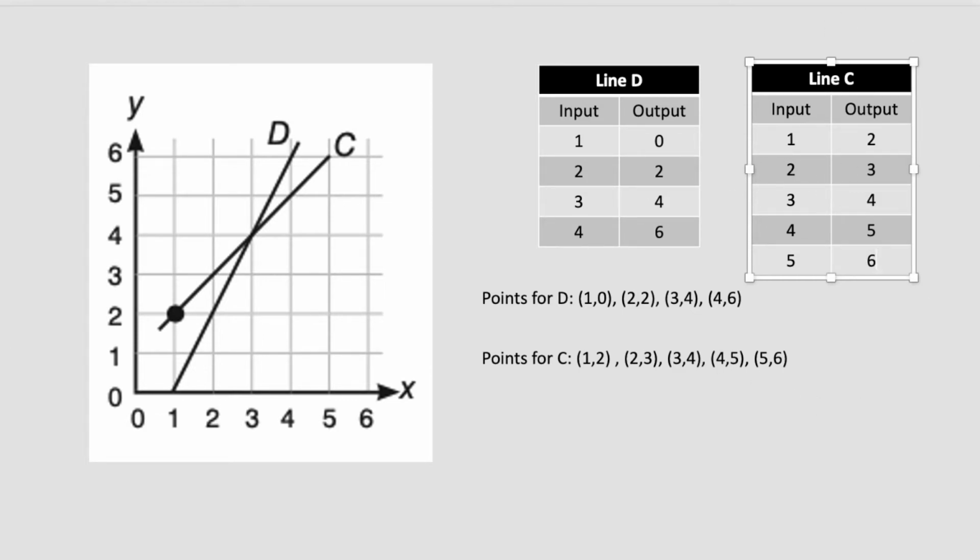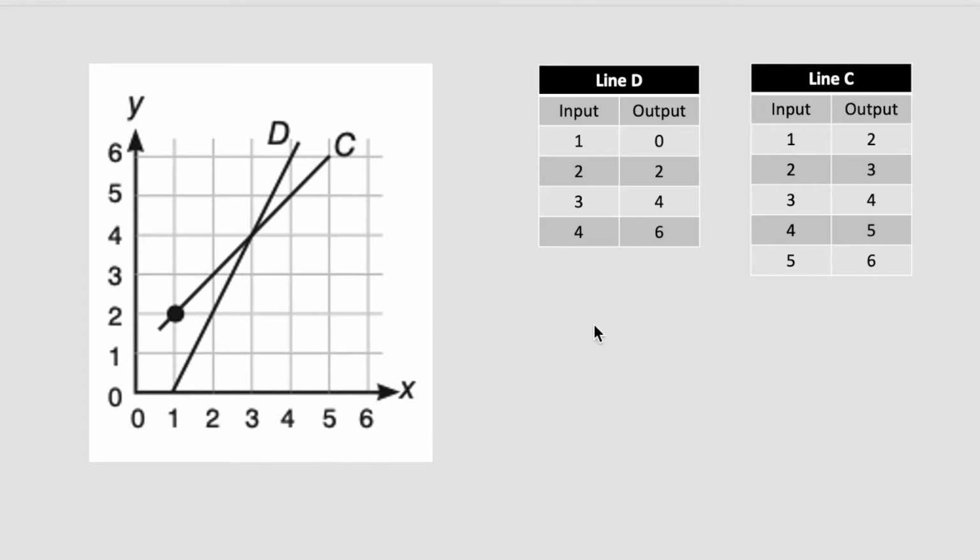D is a little more challenging. Okay, now what I'm noticing here is the output here is smaller, then it's the same, then it's larger, and then it's even larger. So it is increasing.